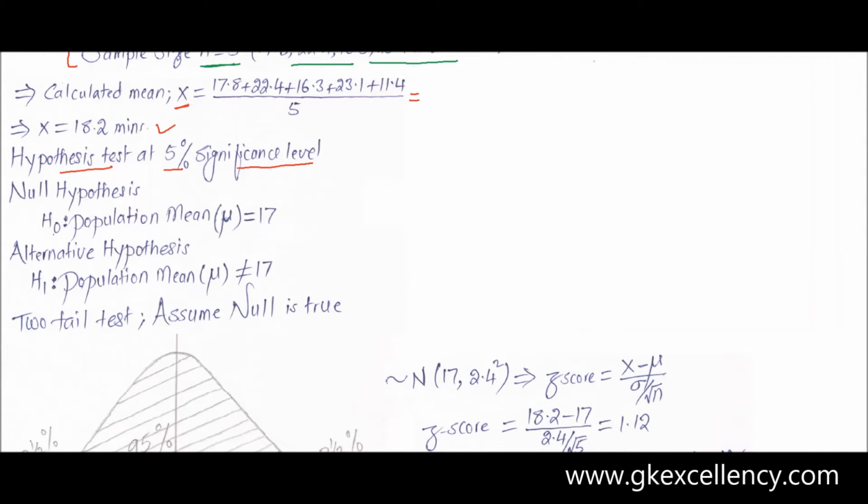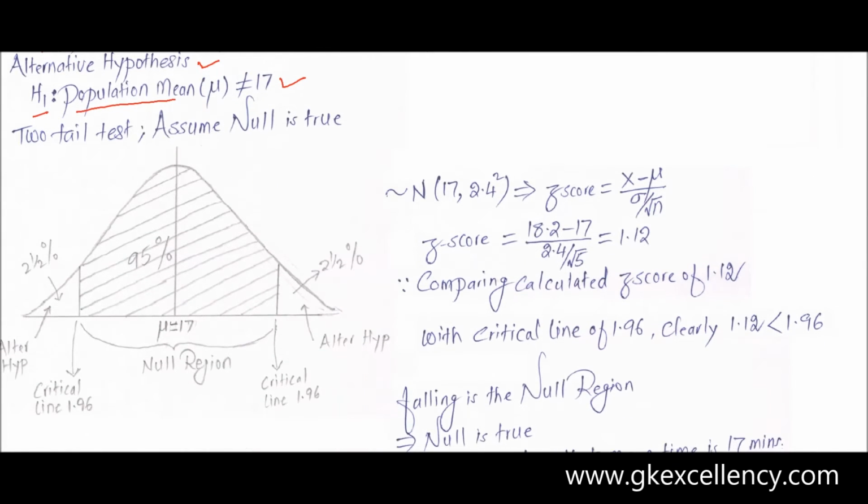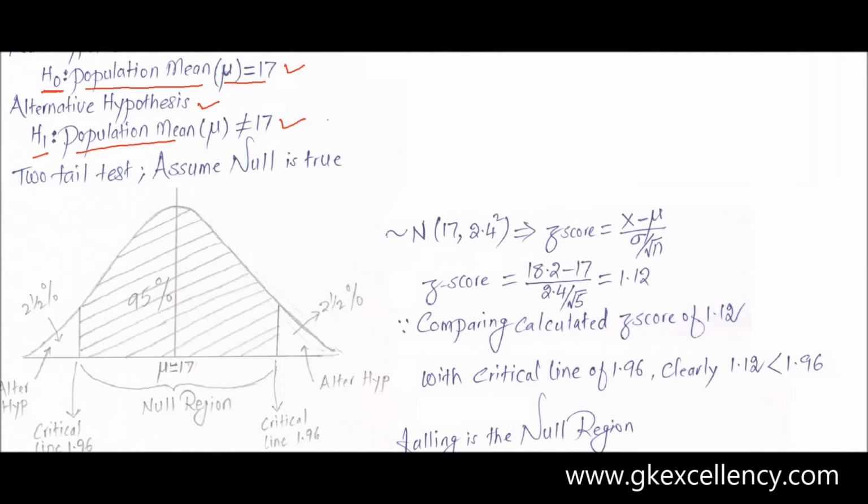The null hypothesis H0 is that the population mean, taking the lecturer's claim, mu is 17 minutes. The alternative hypothesis H1 is that the population mean is not equal to 17. This will be a two-tail test, because of the not equal to, which means the mean can be greater than 17 or less than 17.